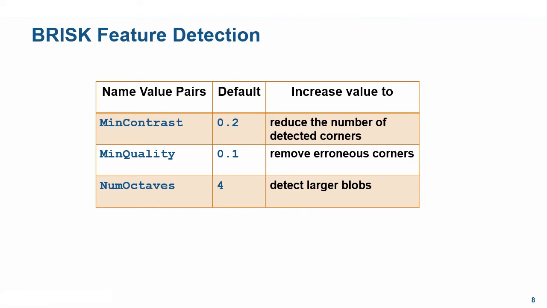We then discussed the BRISK algorithm, which handles scale change and rotation. Particularly, we saw how changing the number of octaves affected the algorithm. We can increase this value to detect larger blobs. Similarly, there are other properties such as min contrast and min quality which can be tuned to affect the results of the BRISK algorithm.